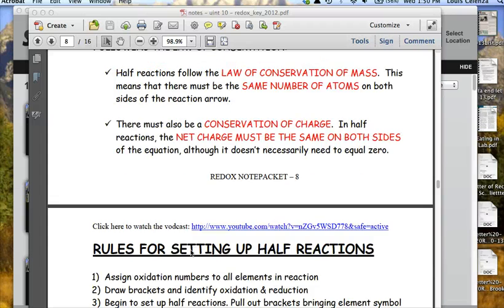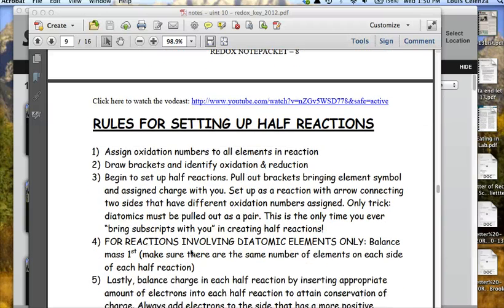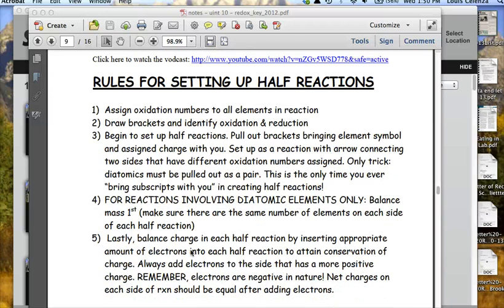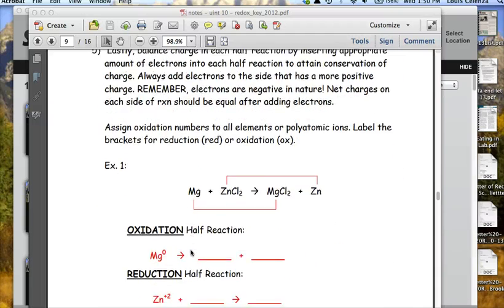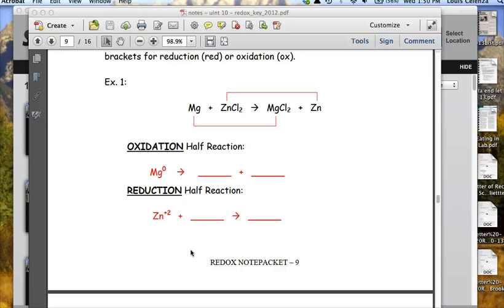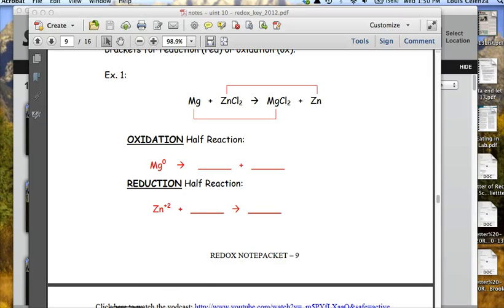So let's go through and show you what the rules are for doing half reactions. Now this is a whole bunch of rules, which I kind of think if you just do some examples, you won't even have to worry about these rules. So let's do an example and we'll see how it goes. If you look at this, they've already started these for you, but you wouldn't have that on a test, right?